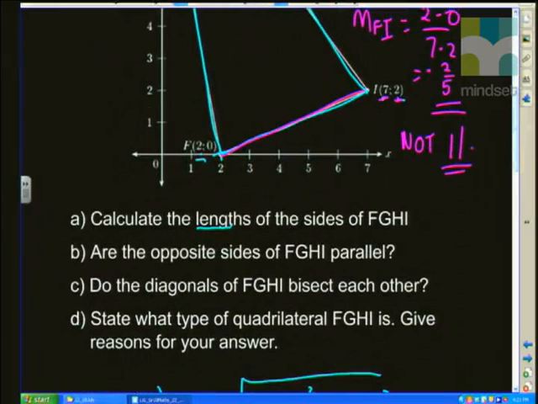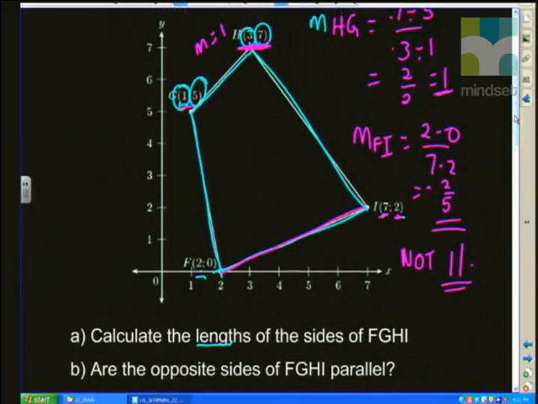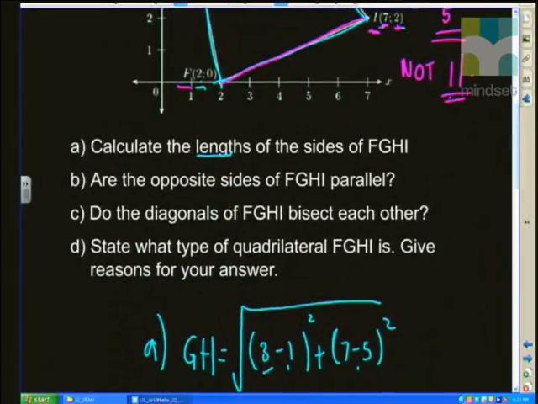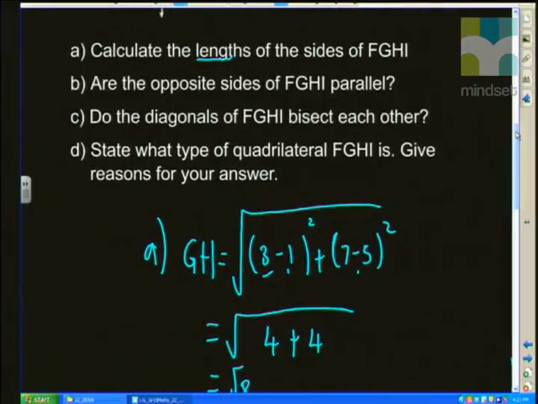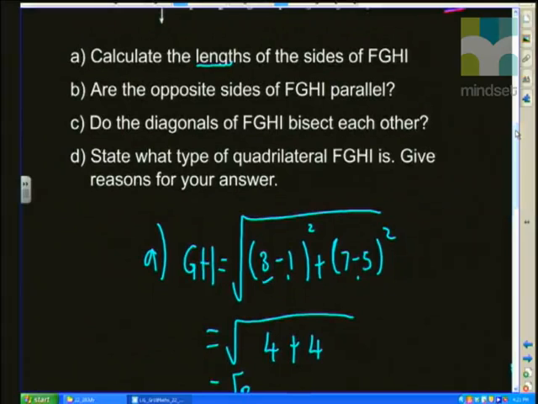Okay, and what you guys can check, and I'm not going to do it now, I'm going to leave it for you to do, is you can also go and check and you'll see that side HI is not parallel to GF. Okay, so I want you to prove that to yourself, that HI is not parallel to GF. Okay, so it's just a straightforward application of your gradient formula and remembering that if lines are parallel, then the gradients must be equal.